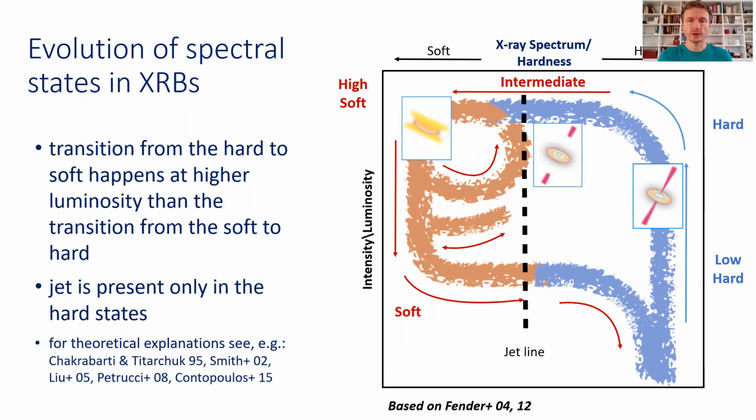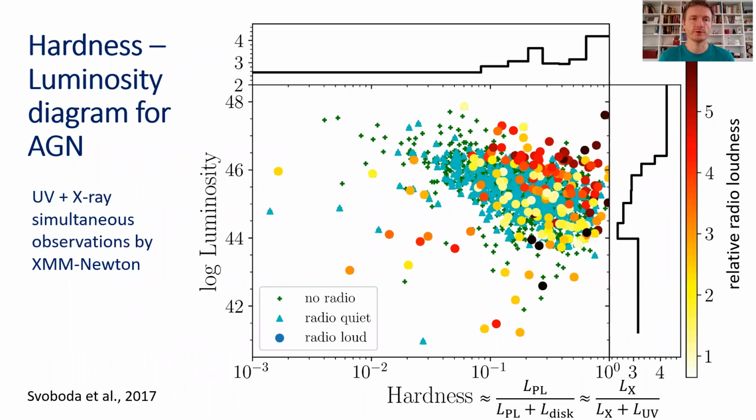Also for AGN, we know galaxies that are radio loud and having these relativistic jets, and radio quiet that don't have production of the jet. So this is the main motivation for building the hardness luminosity diagram also for AGN, to see where the radio loud sources are positioned in the hardness luminosity diagram. To do that, we need to use multi-wavelength observation, because the thermal disk emission is for AGN in UV instead of the X-ray, because the disks are larger and colder.